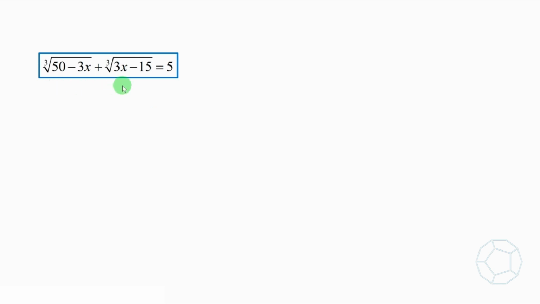Today we're going to solve this challenging radical equation. First of all, we have to get rid of the cube roots. So let's take cube on both sides.